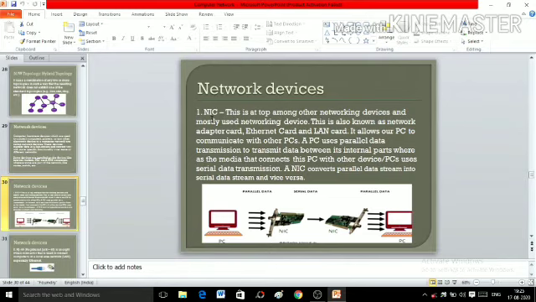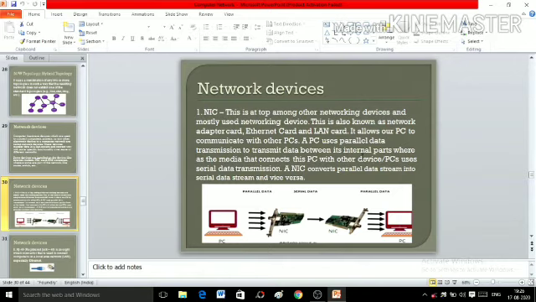NIC stands for Network Interface Card. You can also call it a network adapter card, Ethernet card or LAN card. What is the working of this NIC? NIC converts serial data transmission into parallel data transmission and parallel data transmission into serial data transmission. Now, what is the meaning of this parallel data transmission and serial data transmission?